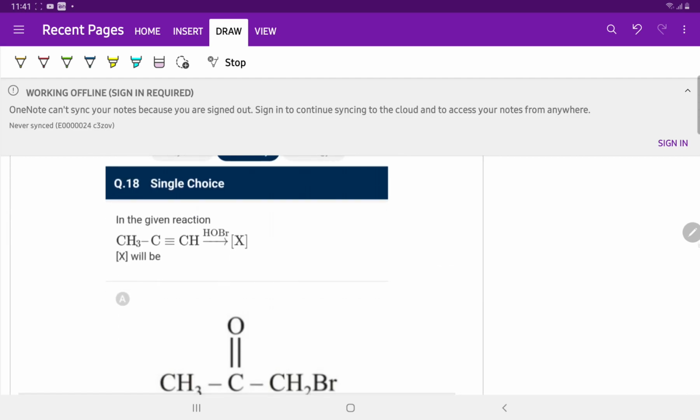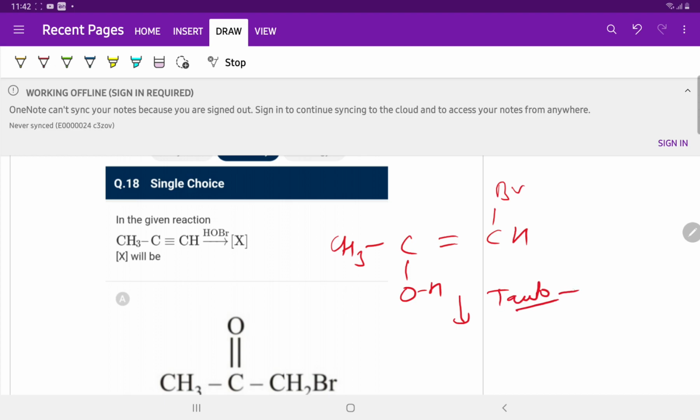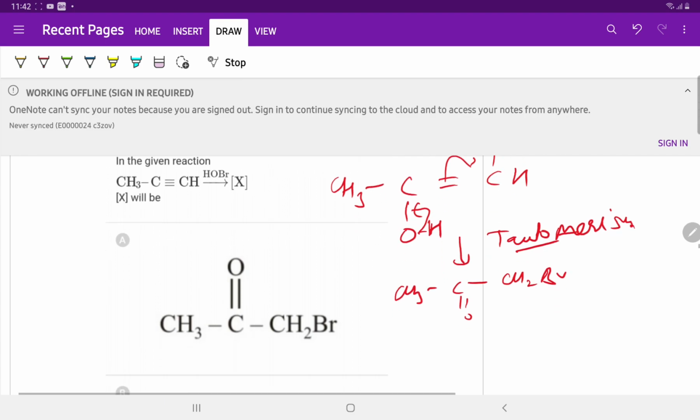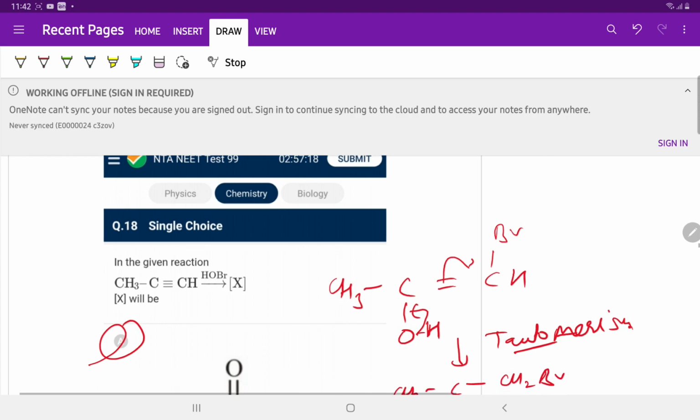Question number 18. CH3C triple bond CH reacts with HOBr. Okay, OH minus and Br plus. So OH will attach on this carbon and Br will attach on this carbon. On tautomerization, this will move to this and this will move to this. CH3C double bond O, CH2Br. So option A is correct for question number 18.